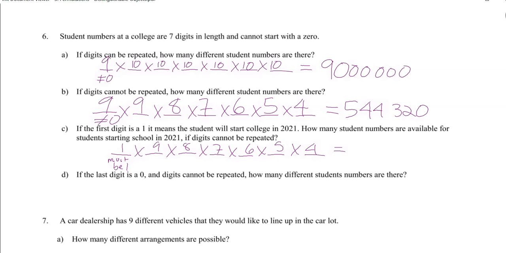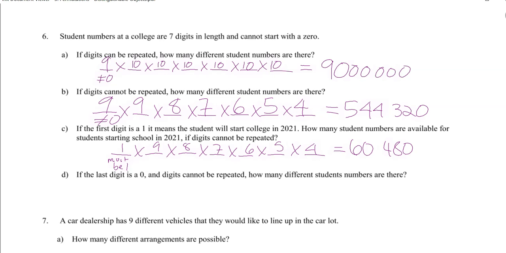So how's that look? The first digit's got to be a 1. You can't repeat the digits. So there's one choice for the first digit, right? Then 9, then 8, then 7, then 6, then 5, then 4, which is what? 1/9 of that. So I could divide that by 9, or you could just tell me. 60,480.